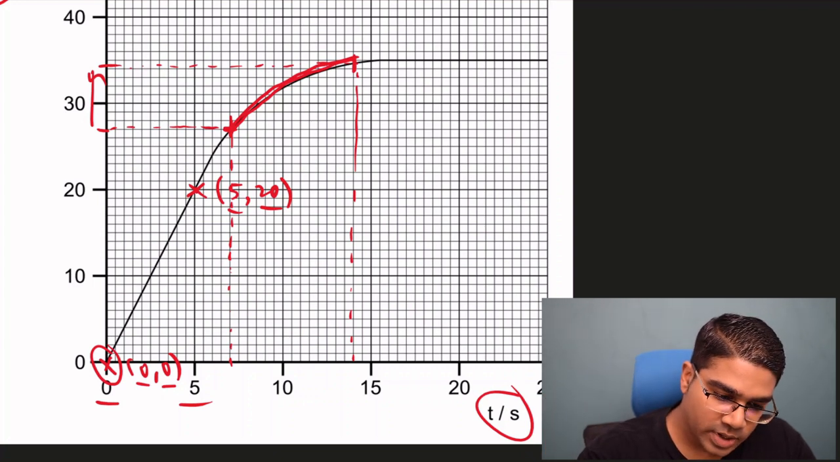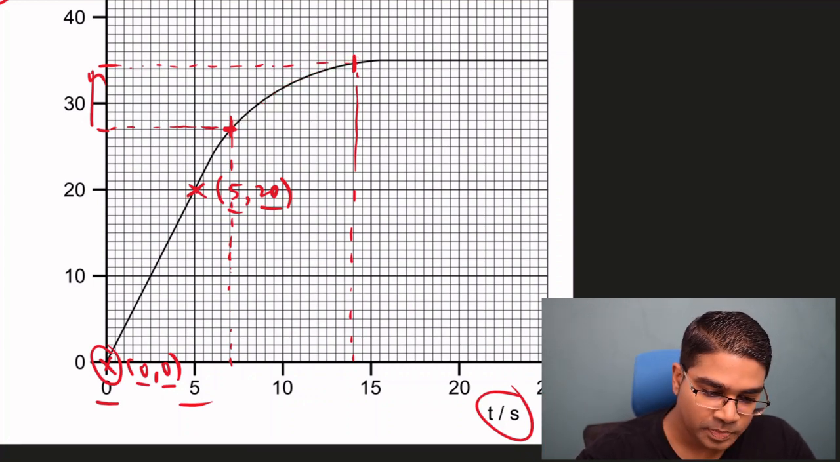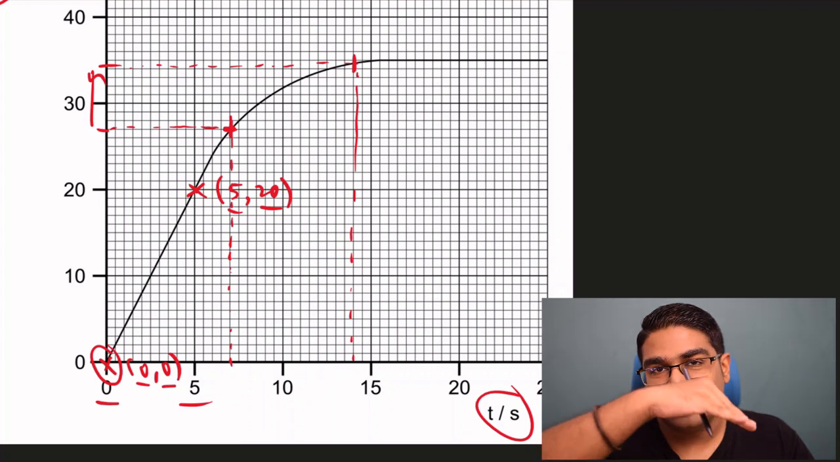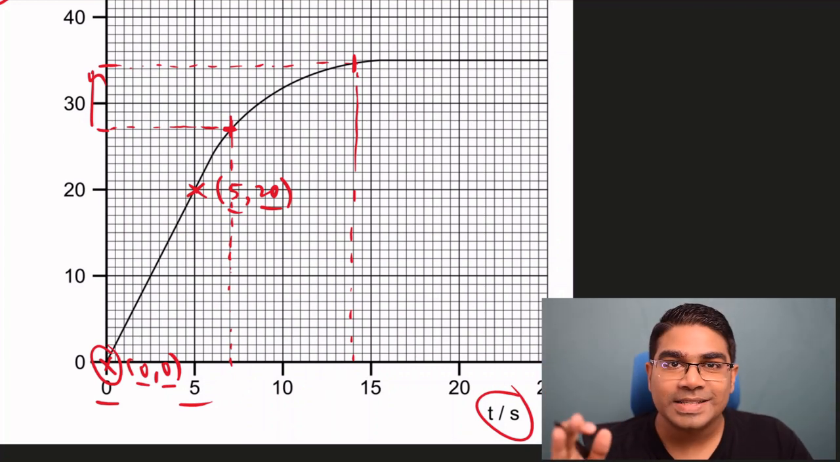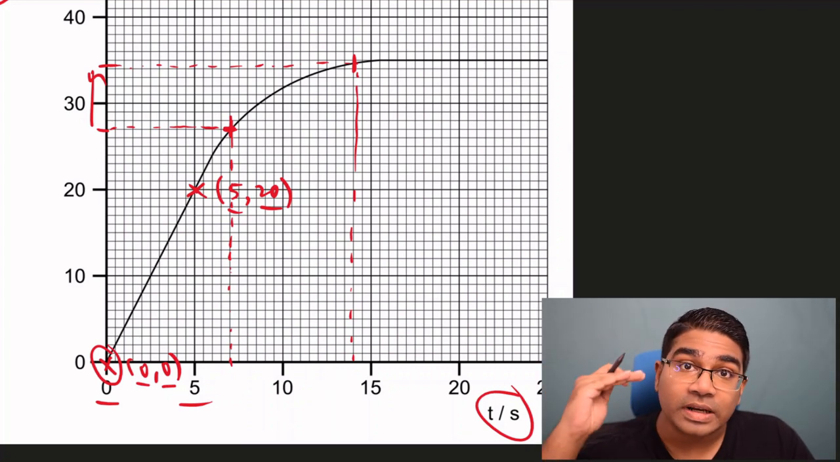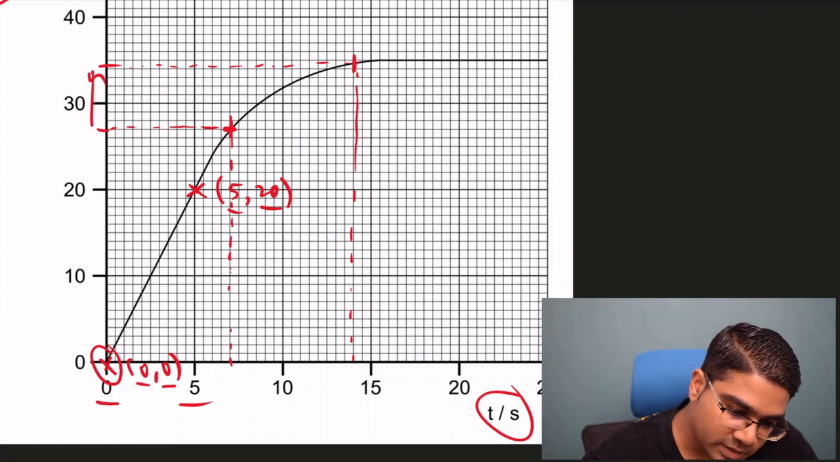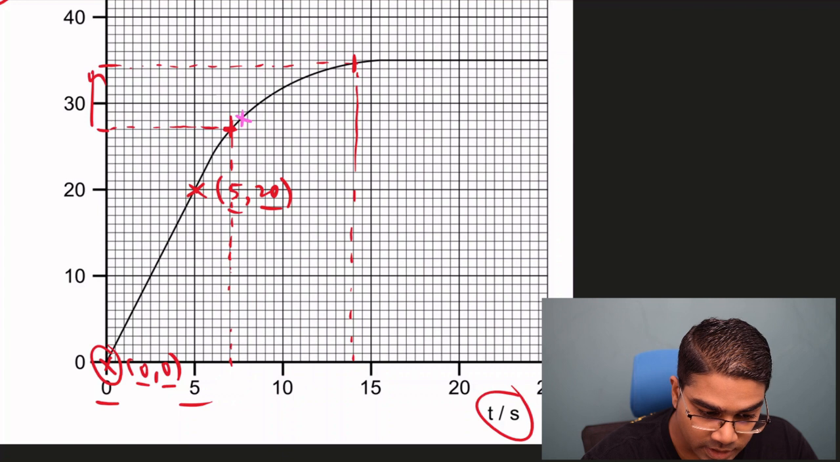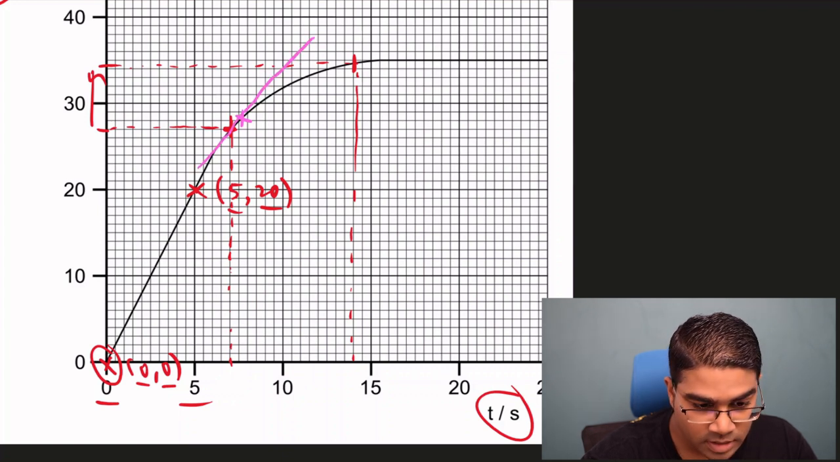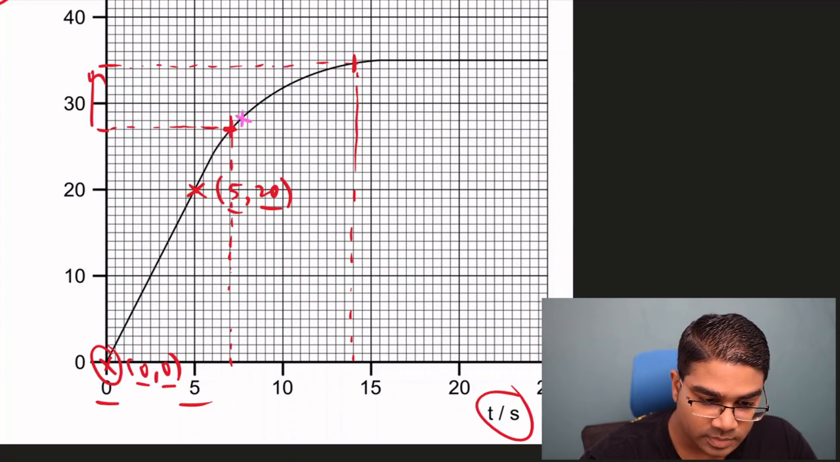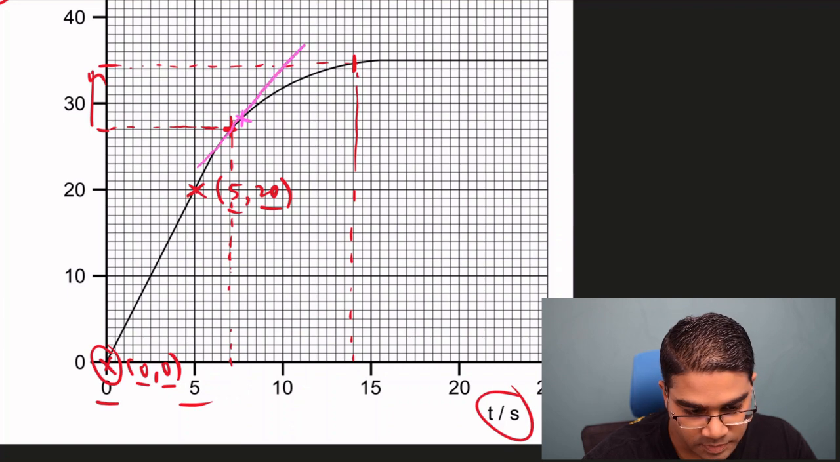So let's try to look at the gradients here. When we are looking at the curving part of the graph, the acceleration will be the gradient of the tangent to the curve. So let's take the first point here. Okay, let's take close to this point. So the tangent would be something like this. So the gradient would look something like this. This will be the steepness.